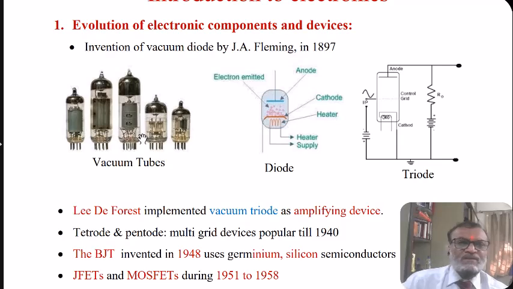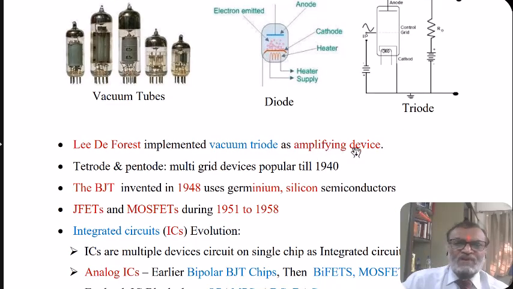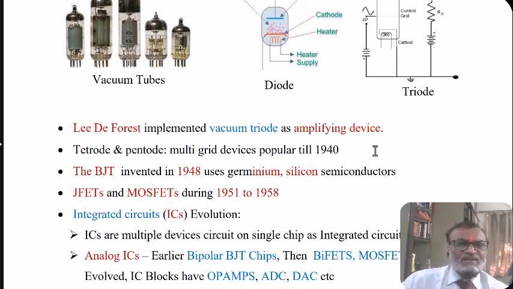So these devices lead to applications. Those are quite heavy and bulky. The vacuum tube triodes were used as amplifying devices by Lee de Forest. The triode, tetrode and pentode devices came until the 1940s. BJTs were invented in 1948 and they use germanium and silicon as a semiconductor.